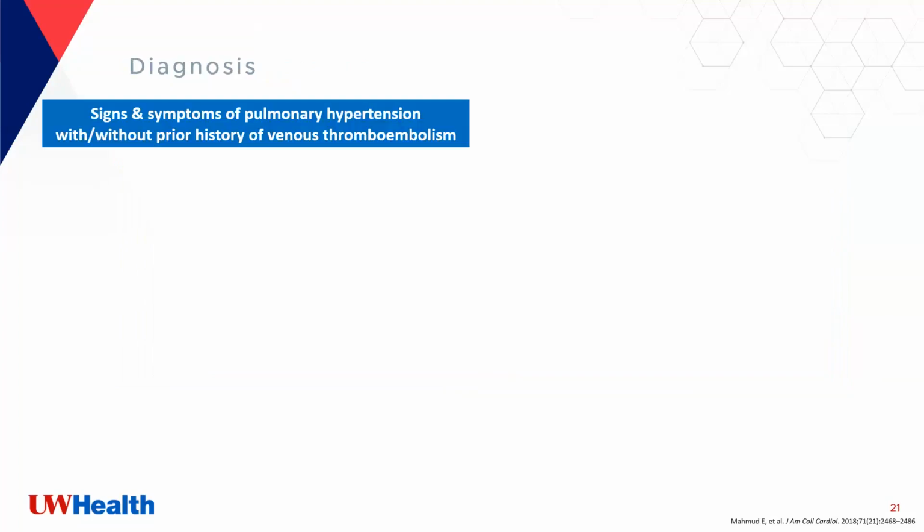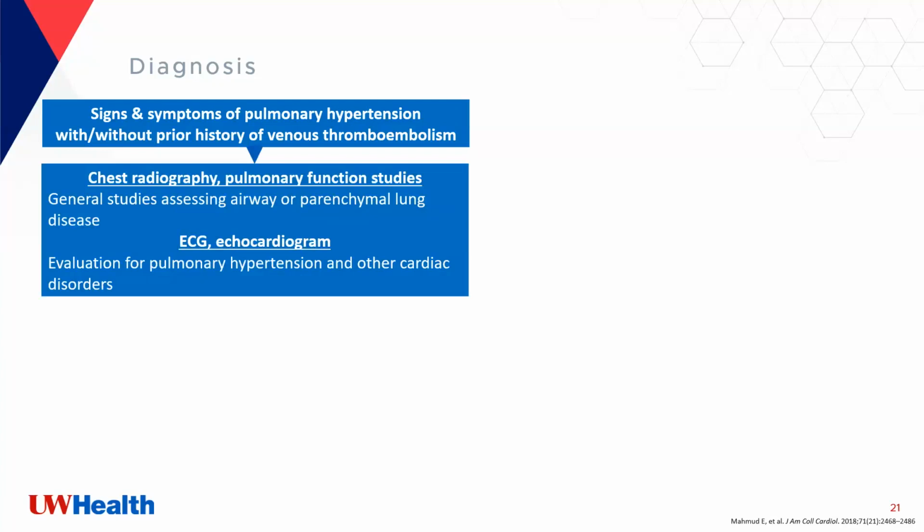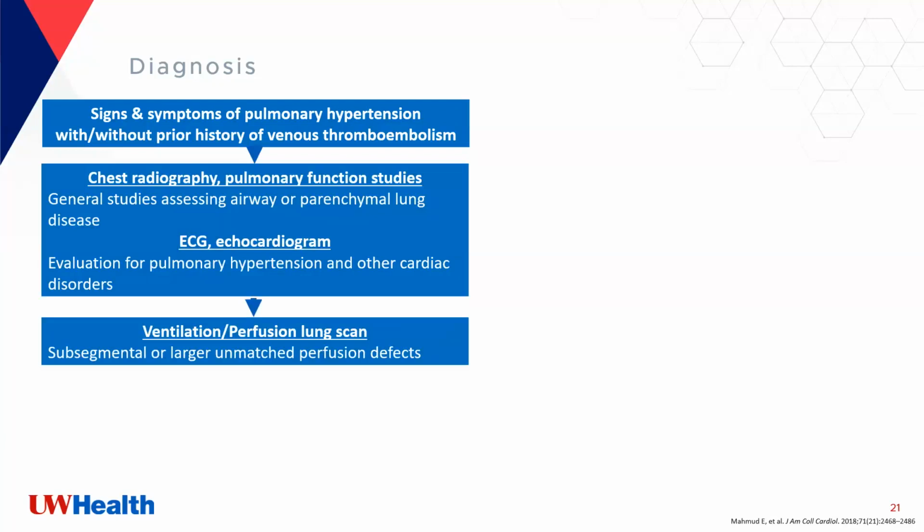Similar to development of CTEPH, diagnosis is also complex and is a multi-step process. So patients with symptoms are identified, whether they had or did not have a prior history of venous thromboembolism, because we know not all patients who had PE will develop CTEPH, and not all patients with CTEPH had previously had PE in their life. And then patients undergo chest radiography and pulmonary function tests to study if there's any airway disease going on. Patients will also undergo EKG or echo to see if there's any cardiac disorders. And then they will have a ventilation perfusion lung scan.